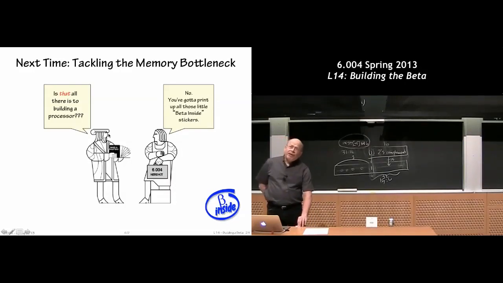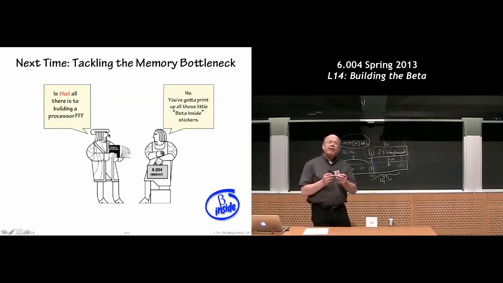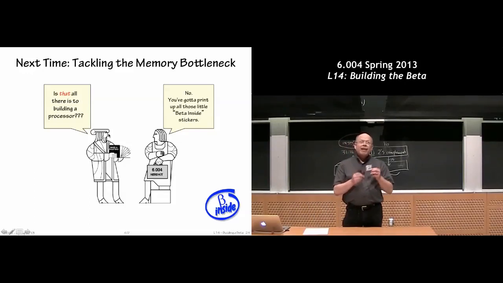So is that all there is to building a processor? Well, no, of course you have to do marketing. So we have these little beta inside stickers that you can paste on your lab. So when you check off Lab 6, when you've built your own beta, you'll get your own beta inside sticker, sort of a badge of honor here in 6004. So I look forward to giving you that in lab.